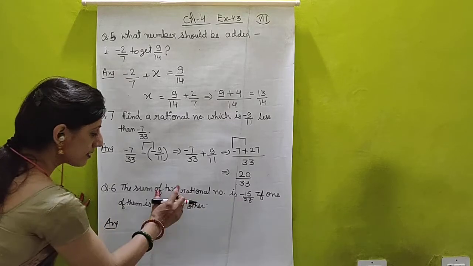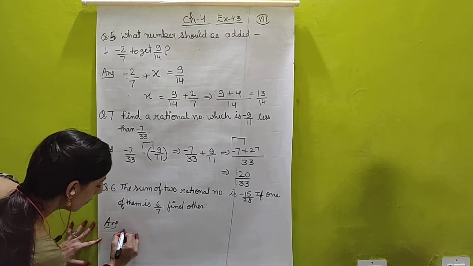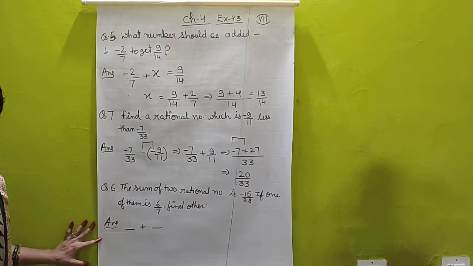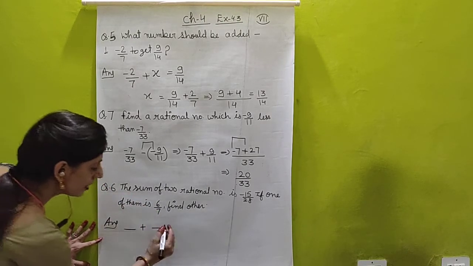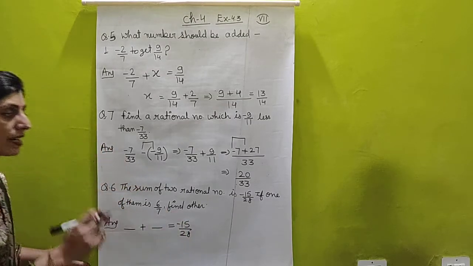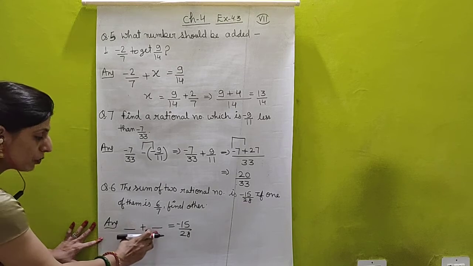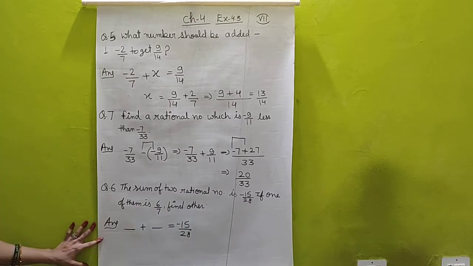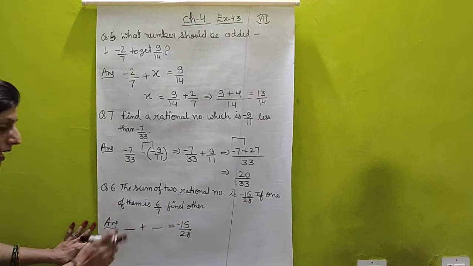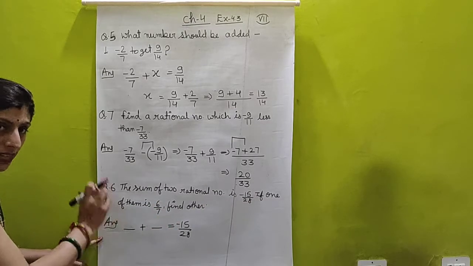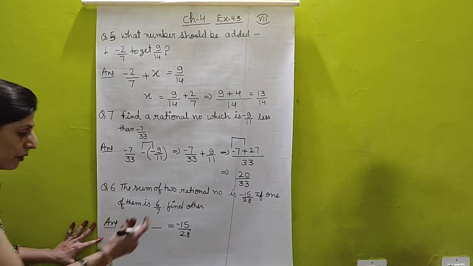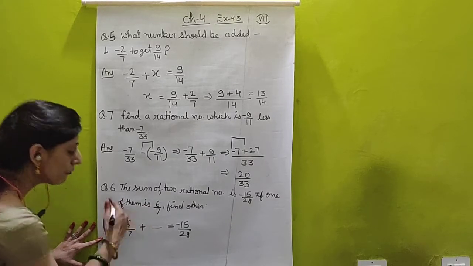Students, here sum is given. Suppose one rational number is here, then plus, and another rational number is here. The sum of two rational number is minus 15 upon 28. That is given in first line. Now, if one of them is 6 upon 7, any one, you can write any one. Here also 6 upon 7 and here also 6 upon 7. One is 6 upon 7, find other.